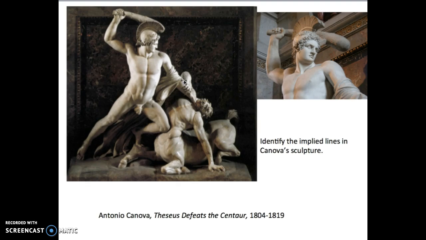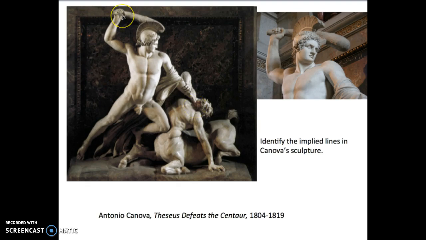Antonio Canova's Theseus Defeating the Centaur features a number of implied lines as well. Theseus looks down to the Centaur, and this is an implied line, but in many ways it's also an actual line because his gaze almost seems to connect to his shoulder, which then creates an actual line down to the throat of the Centaur. So again, you can see these different kinds of lines working together.